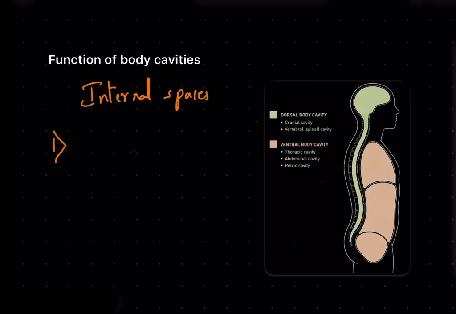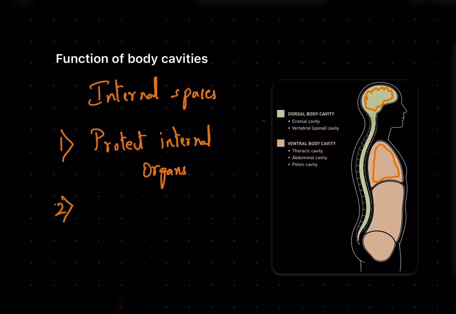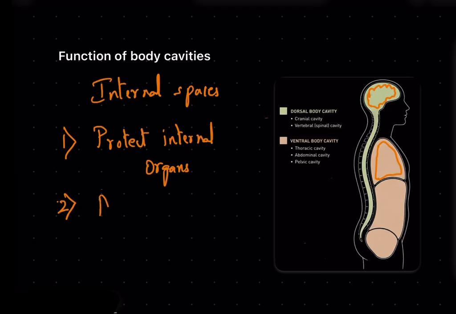So if we have to list down key functions of the body cavities, one would definitely be to protect internal organs. Okay, so that's one function. For example, say your brain is protected by this cavity from external shocks. The lungs that are present within this cavity are also protected. So that's one function. The second function would be that these cavities allow organs to change shape.